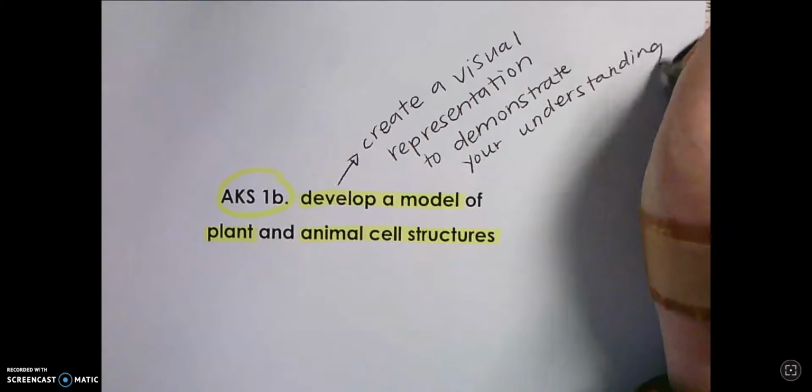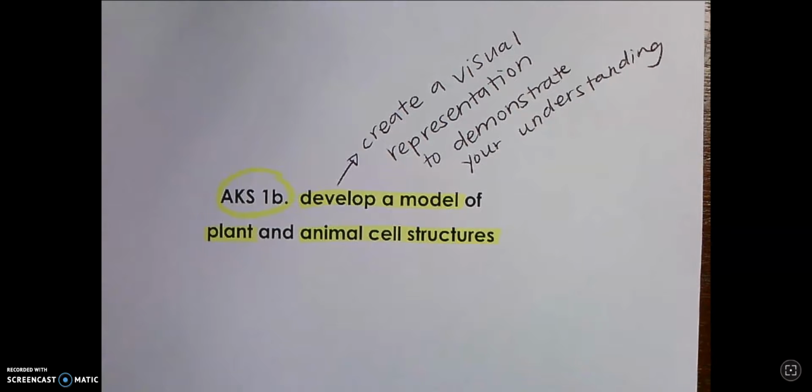We know because we practiced this that this model could look like all sorts of things. It could look like a drawing. It could look like a three-dimensional creation. It could look like a piece of art like you created. There's no limit to what a model can look like as long as it is a visual representation that demonstrates your understanding. Let's move on to plant and animal cell structures.